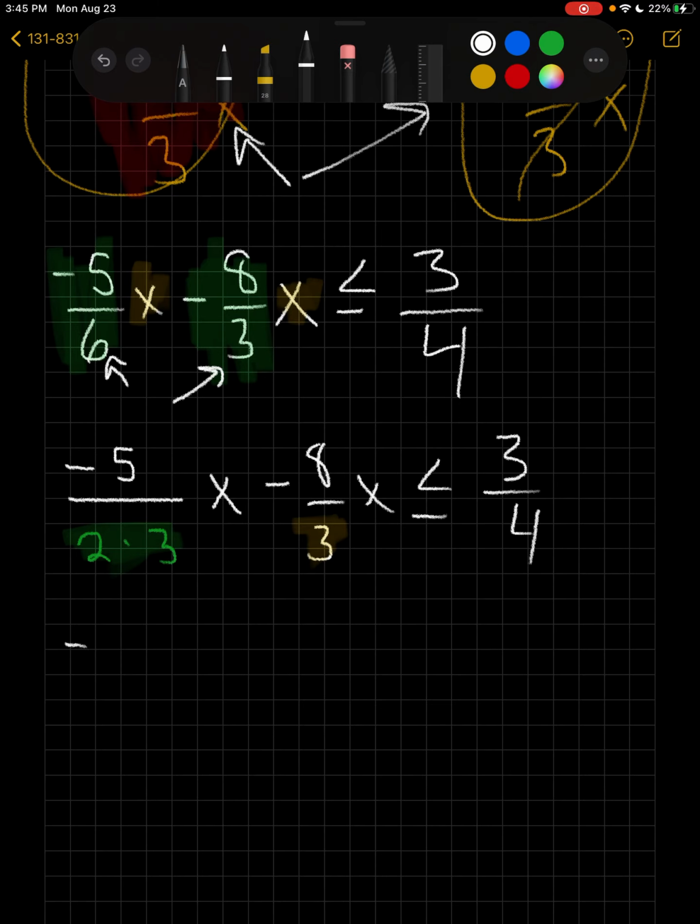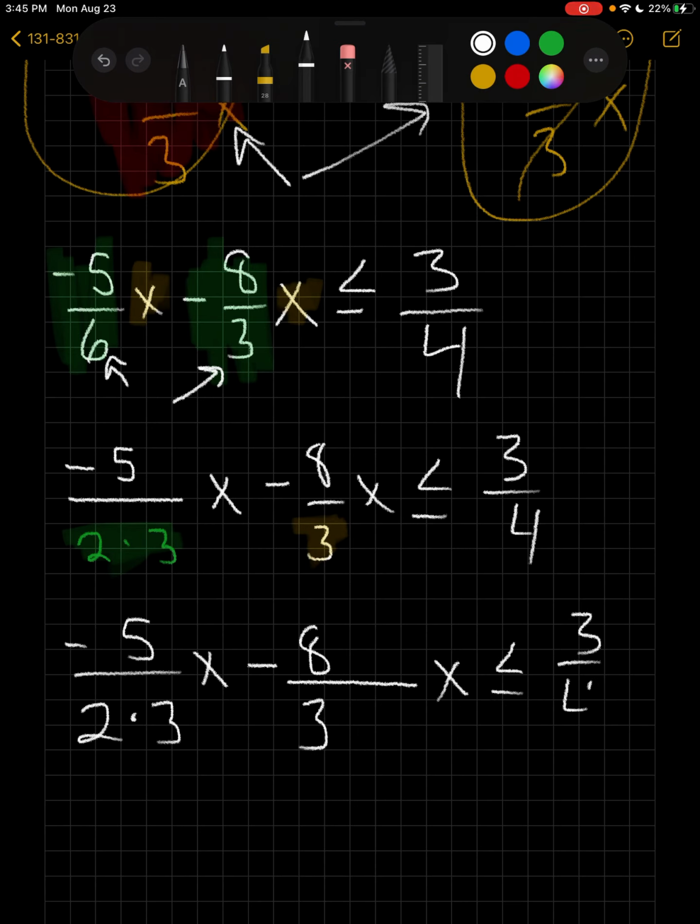So here's what I'm going to do. I have negative 5 divided by 2 times 3x, and I'm going to subtract negative 8 over 3 times x, and let me write it really neatly here so that we can really see what's going on. I know I struggle with handwriting, guys. If you're ever confused, leave a comment and I'll try to explain what I was trying to write. And I'm going to do this to my numerator and to my denominator.